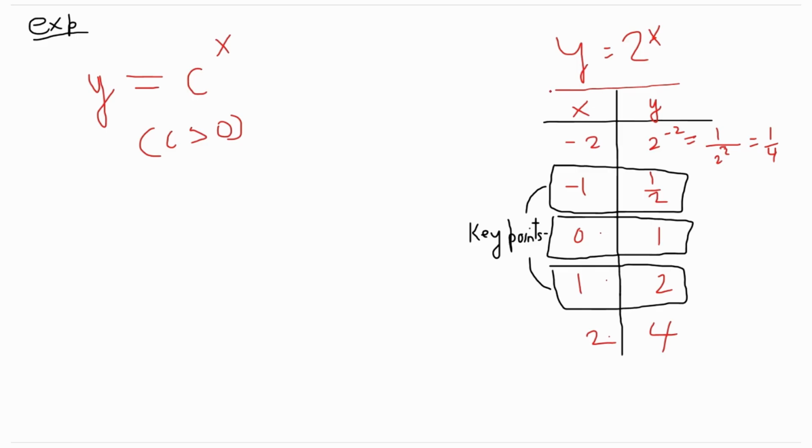And with graphs of exponents, and even for logs, the three key points are when x is negative 1, 0, and 1. Because what happens is at 0, any number to the power of 0 is always going to be 1. When it's to the power of 1, it's just the same number. And when it's to the power of negative 1, it's the same number flipped, so 1 over that number. So it's pretty easy to find those points.